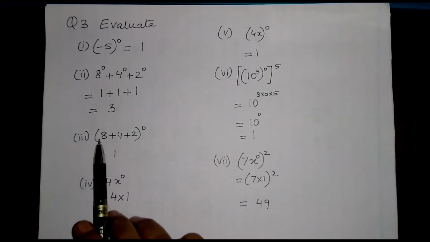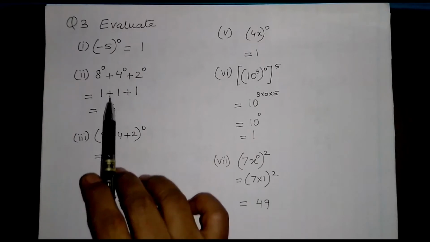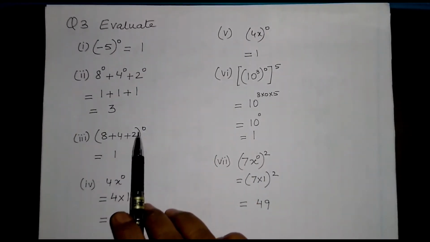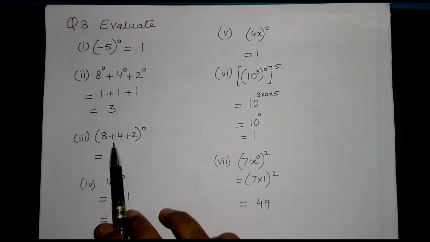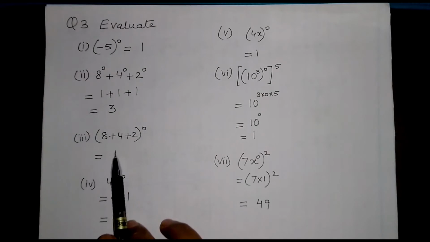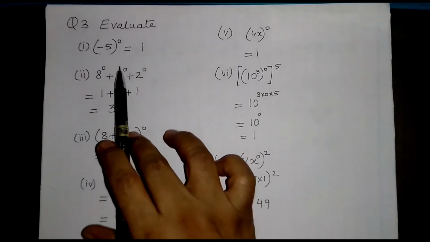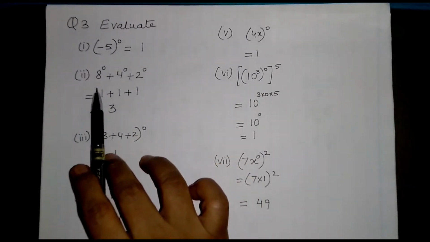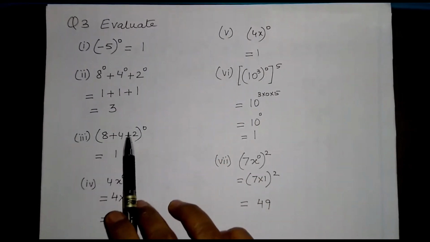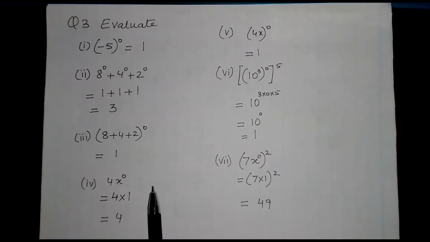In our next sum, these three numbers are there, but they are all together in a bracket. So we'll consider them as one unit, and raised to the power 0 we'll write answer as 1. So there is a difference between these two. These individually have answer 1. These together as one unit have answer 1.